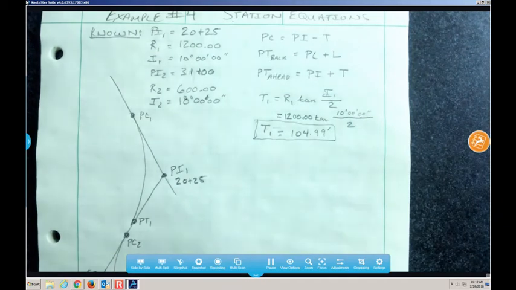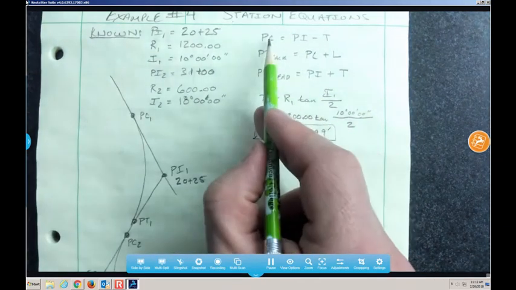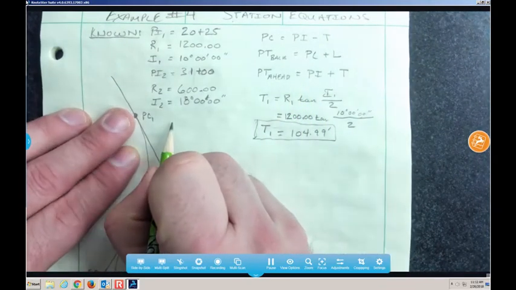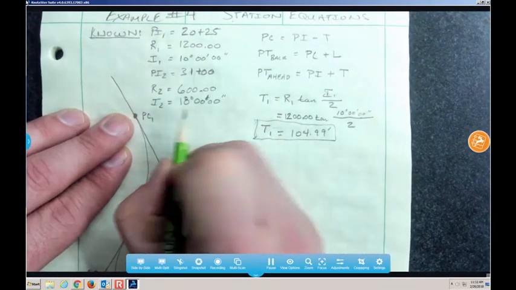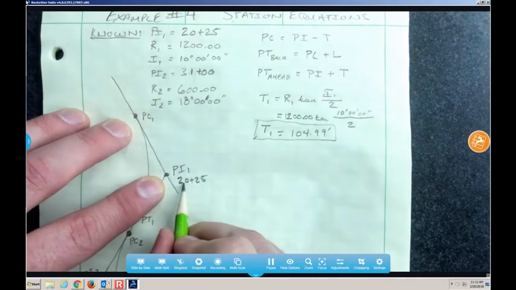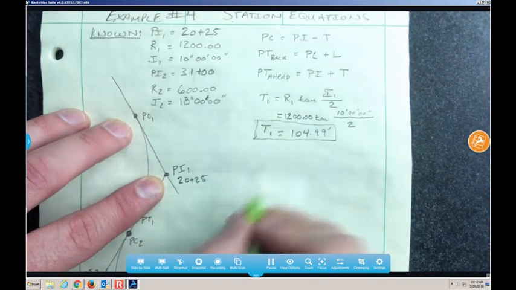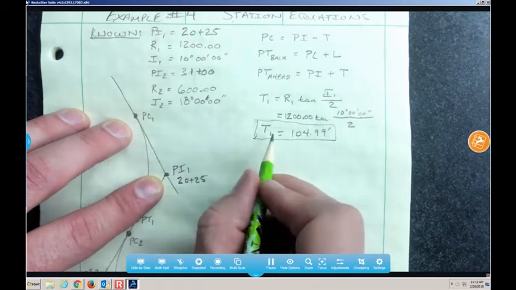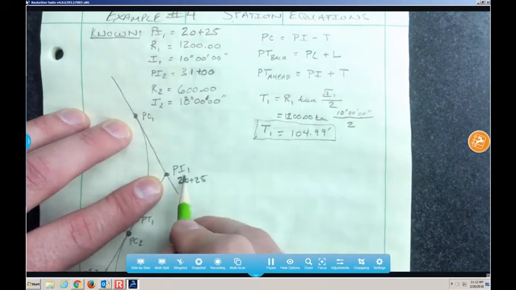Alright, so now we can figure out our PC, right? Because of this here. So our PC is the PI minus T. So what's our PC?